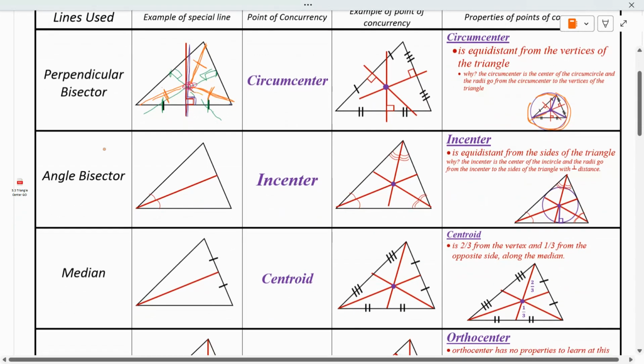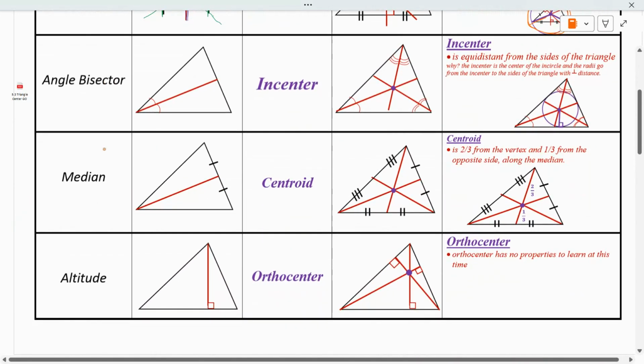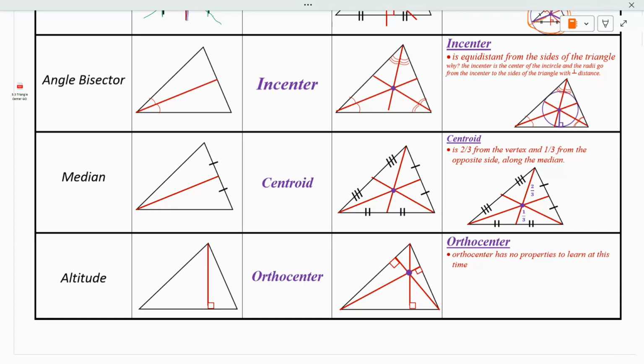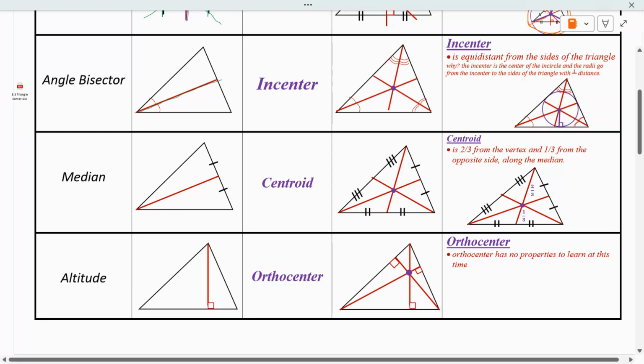All right. So the next special segment that we're going to talk about is an angle bisector. How do you recognize an angle bisector? Well, first of all, the segment bisects the angle. It has nothing to do with the opposite side. It's just bisecting the angle, cutting this angle into two congruent pieces. And I'm going to do the same thing here, cutting this angle into two congruent pieces.